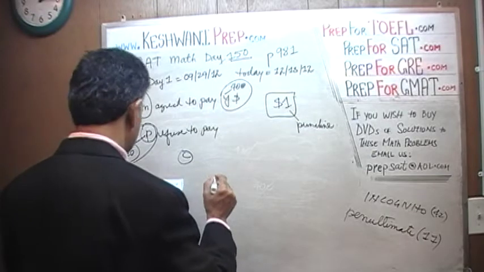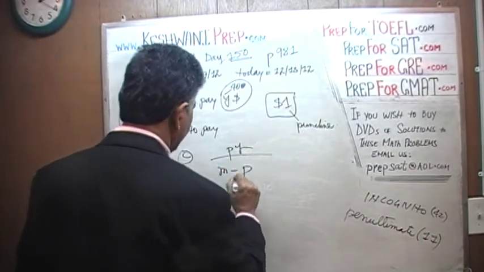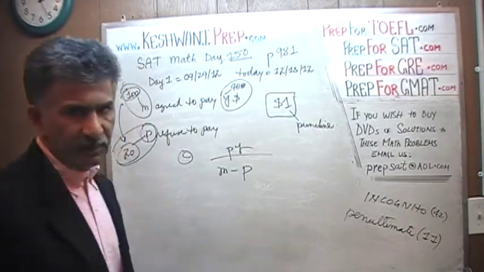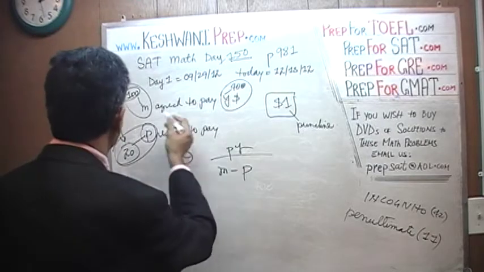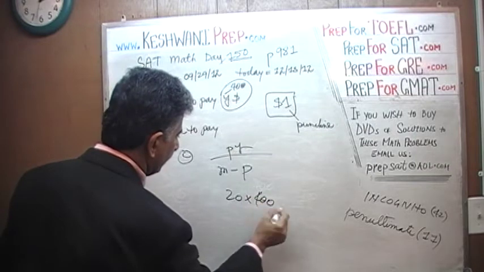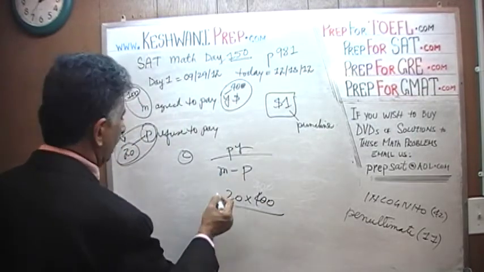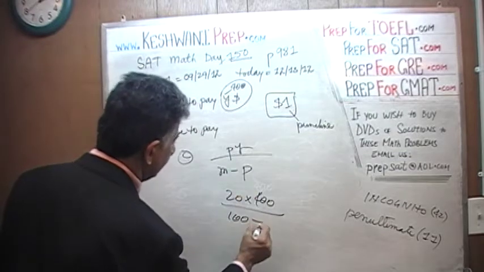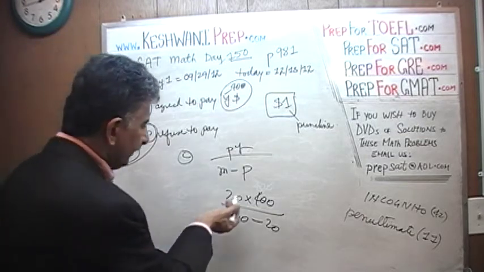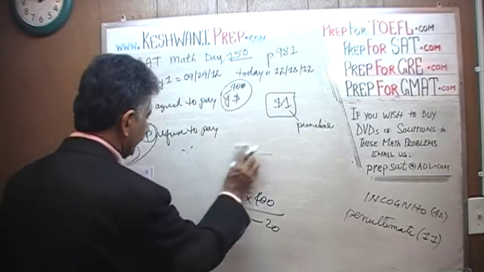C says P times Y over M minus P. Again, I can tell by looking at it that P times Y does not equal M minus P. It's not going to work out to be 1. P times Y, P is 20 times Y, which is 400. That's 400 over M, which is 100 minus P, which is 20. As you can see, it doesn't work out. 20 times 400 divided by 80 does not equal 1. The answer is not C. Let's move on then.